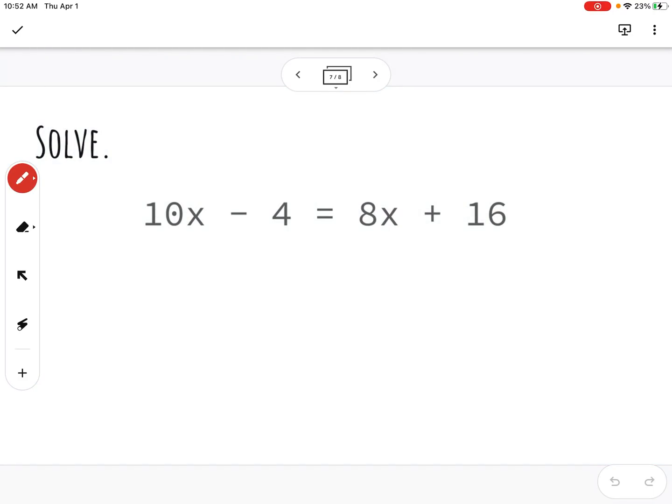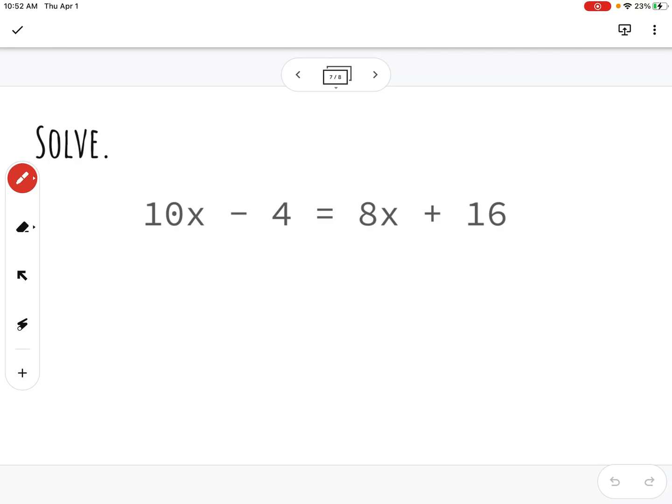Take a minute to try this one. This is a little bit more complicated than the last one. I want you to pause the video and then press play when you're ready to self-reflect and listen to my explanation. Go ahead and give it a try.